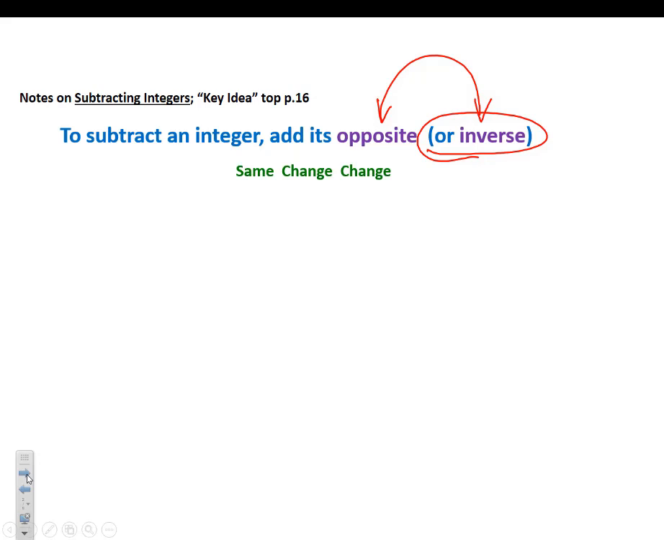So we're going to subtract integers by adding its opposite or adding its inverse. How do we do that? Same, change, change. So let me show you real quick. Please look, listen, and learn. Here we go, starting with this problem, 6 minus 9.